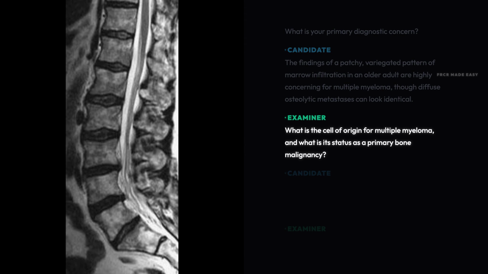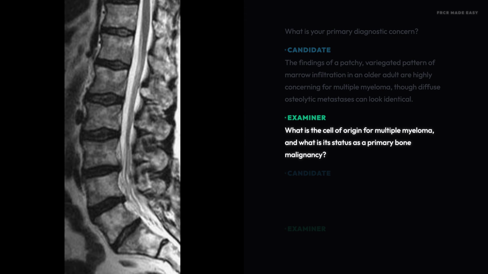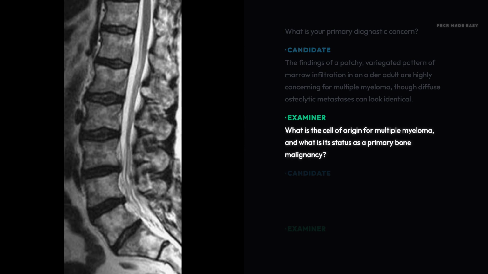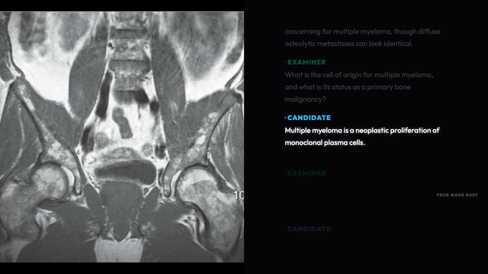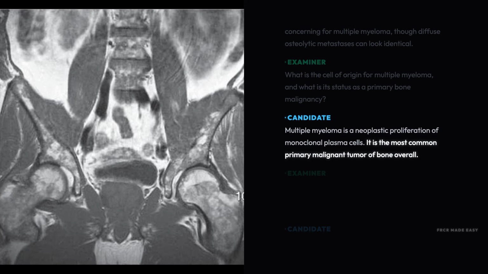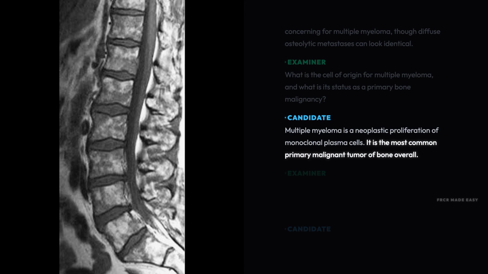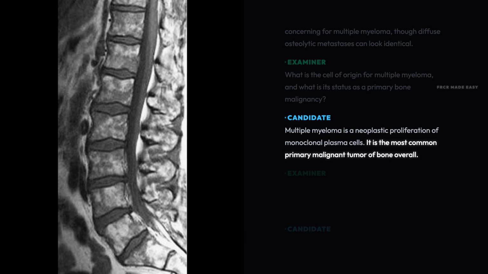What is the cell of origin for multiple myeloma, and what is its status as a primary bone malignancy? Multiple myeloma is a neoplastic proliferation of monoclonal plasma cells. It is the most common primary malignant tumor of bone overall.